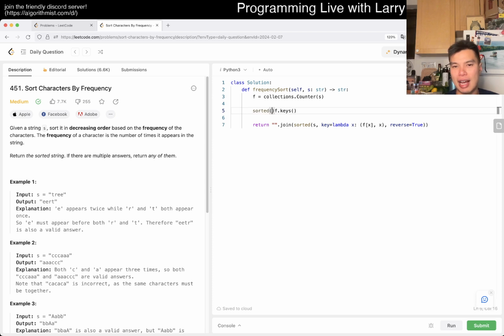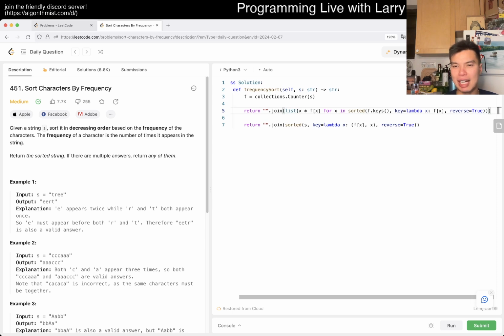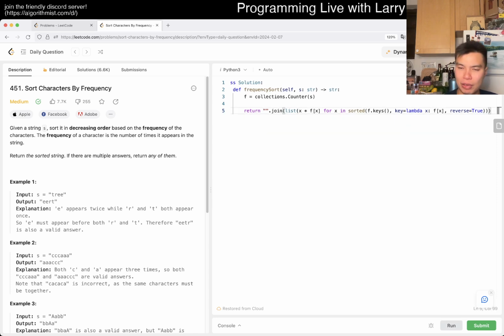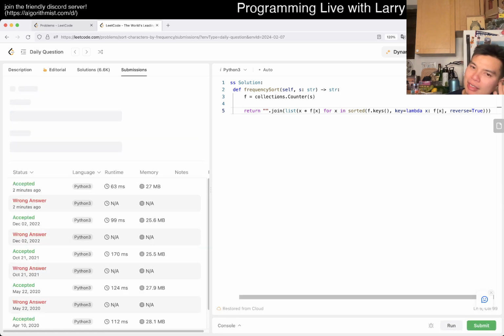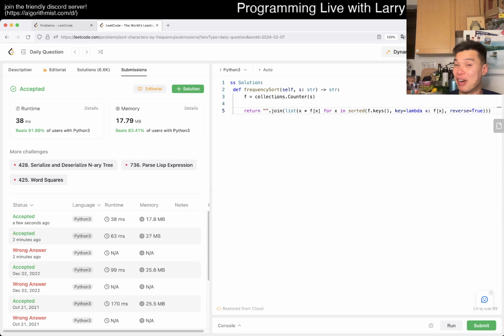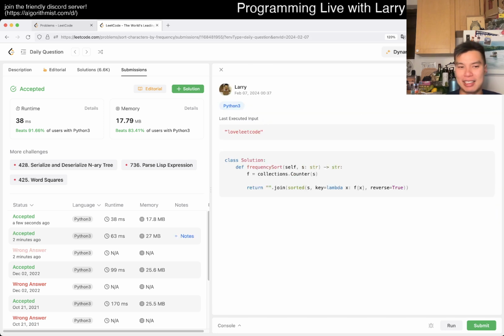We want to sort f dot keys by frequency, with reverse equal to true. So this gives you a sorted list of keys, and then for x in this, you have x times f of x, and then you join this back in, right? Something like that. Maybe that's a more natural way of thinking about it, because the way I ended up fixing it is kind of a hack.